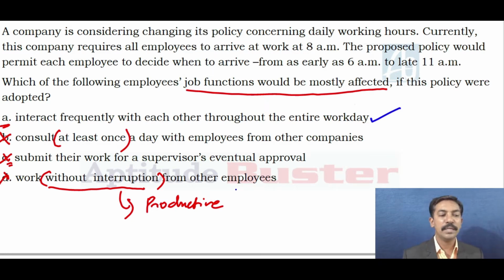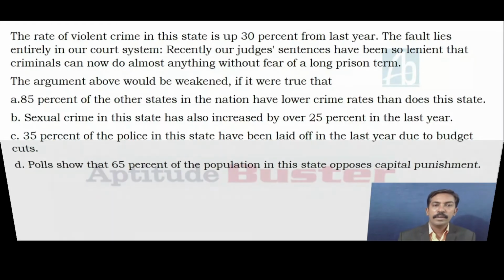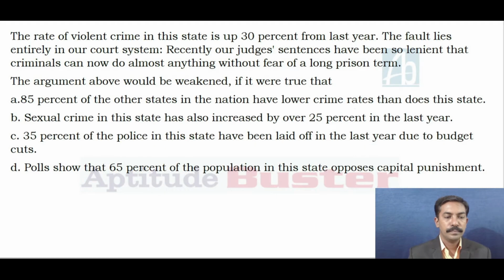Interact frequently with each other throughout the entire workday. Will this be mostly affected? True, because if each employee reports at his or her convenient time anywhere between 6 and 11, they may interact, but they cannot interact frequently. So this is the function that's going to be affected the most. Every time, remember the steps.